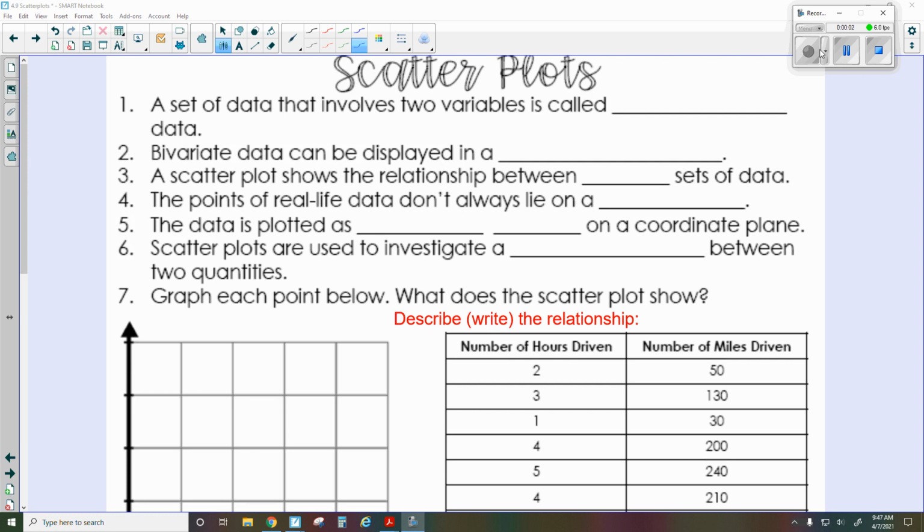All right, today we are going to learn about scatter plots. And number one says a set of data that involves two variables is called bivariate data. And so scatter plots does involve two variables. Okay, bivariate data can be displayed in a scatter plot.